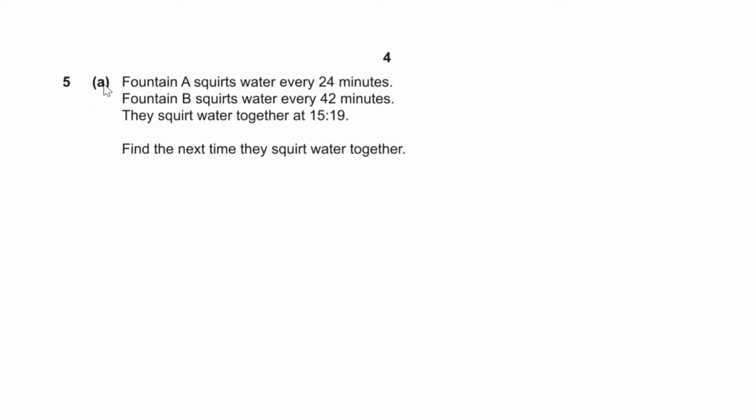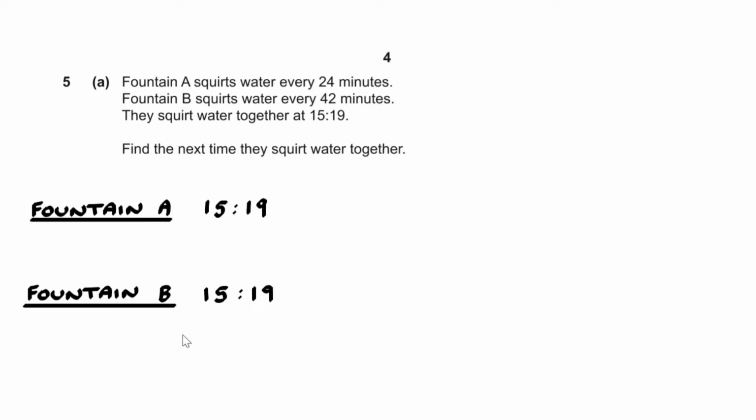Question number 5. For part A, fountain A squirts water every 24 minutes. Fountain B squirts water every 42 minutes. They squirt water together at 15:19. We have to find the next time they squirt water together. So we've got fountain A and fountain B.